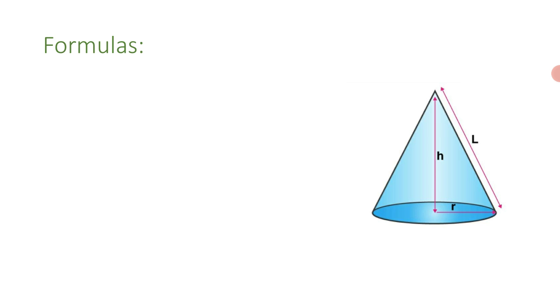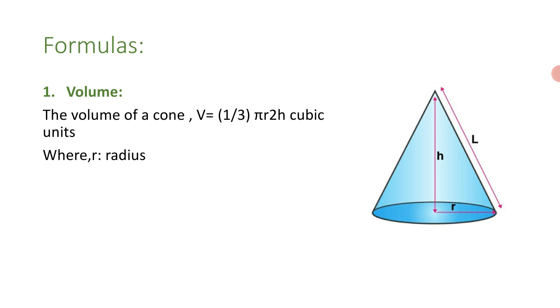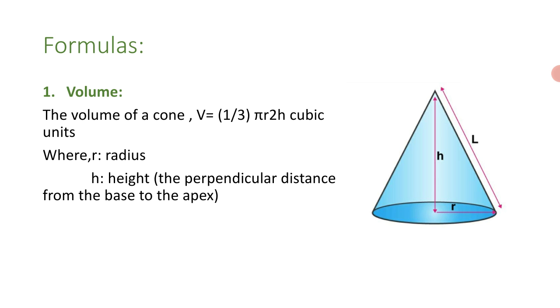Next, we can see the formula for the volume. The volume V is equal to 1 by 3 pi r square h cubic units. Here r is the radius and h is the height.